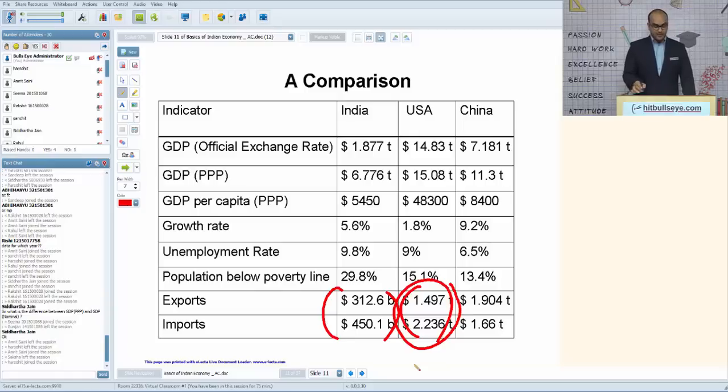Perhaps some of you are surprised. How come USA is importing so much as compared to its exports? It's supposed to be a developed economy. So still, why is it so dependent on imports? And the answer you will find in the previous slide.